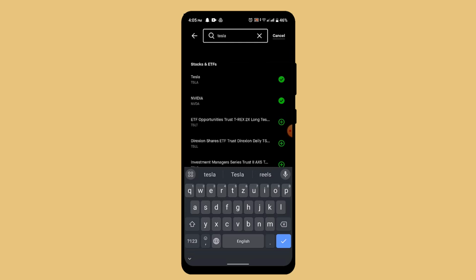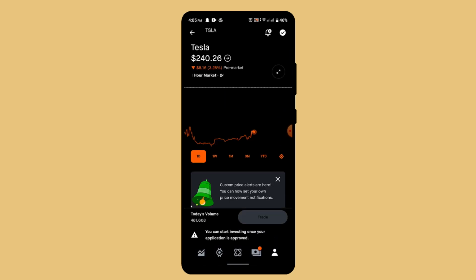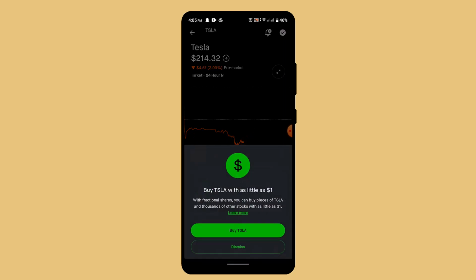Once you locate Tesla, it's going to take you to another interface where you need to tap on the sell button or navigate to the trading screen for the specific stock or option. Then you need to choose a limit order option instead of a market order. A limit order allows you to set a specific price as well.